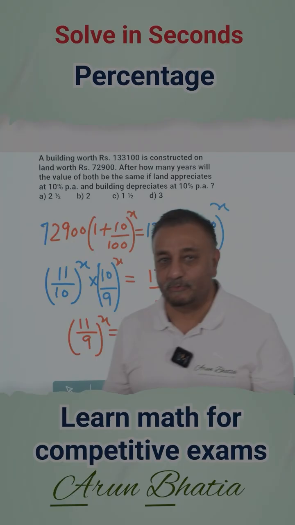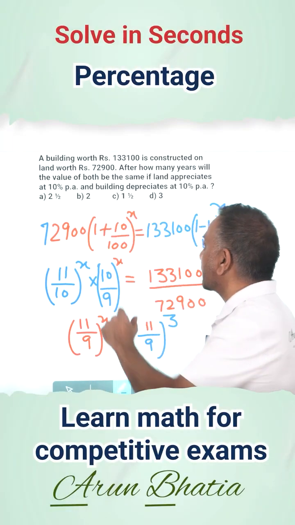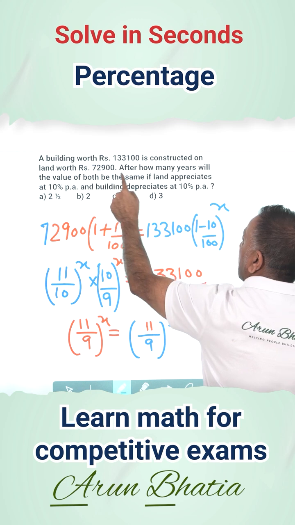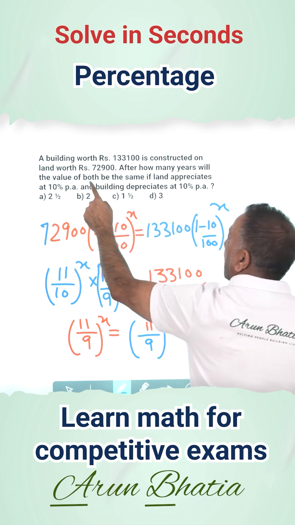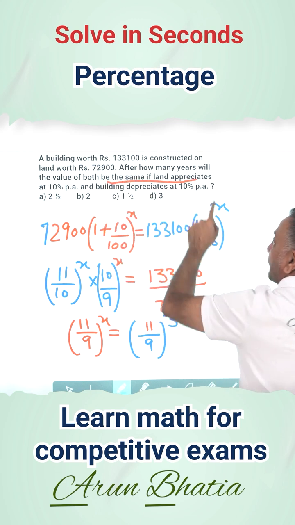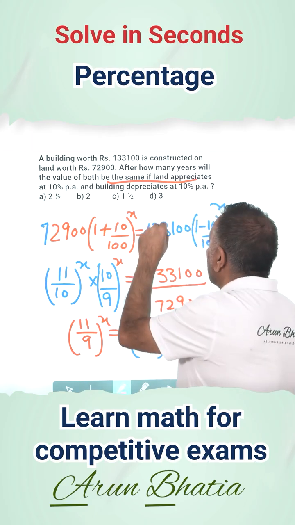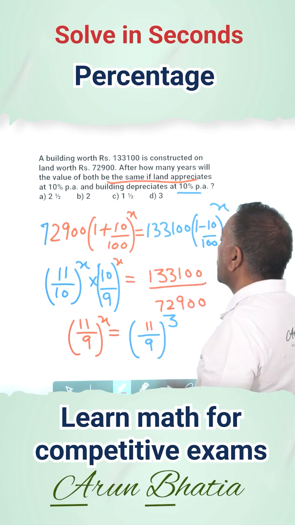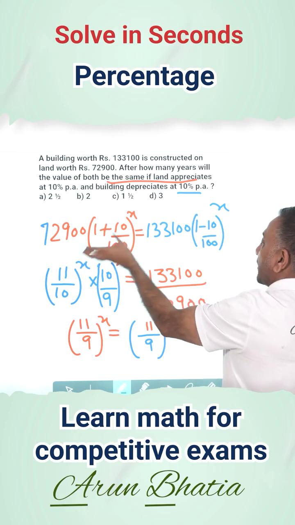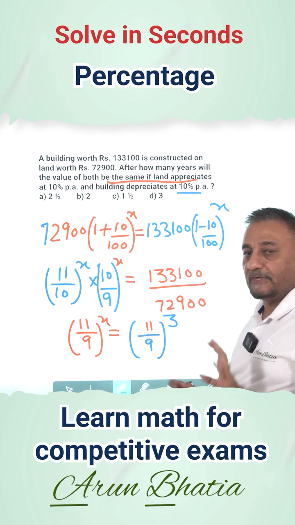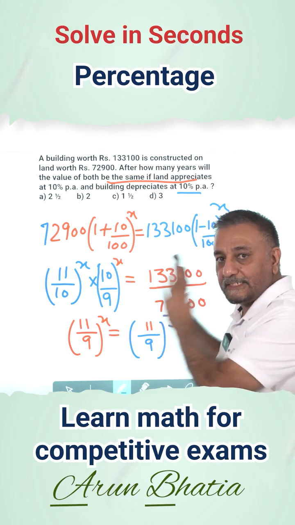Thank you, student. What is the statement? Very interesting. The statement is a building worth this much is constructed on land worth this much. After how many years will the value of both be the same if the land is appreciating at 10% and the building is depreciating at 10%? So this is a formula of appreciation and depreciation. You can quote this and find that the value of x is equal to 3. This is a way to solve which you can understand here.